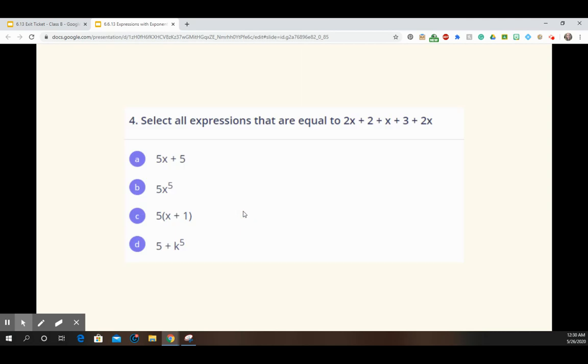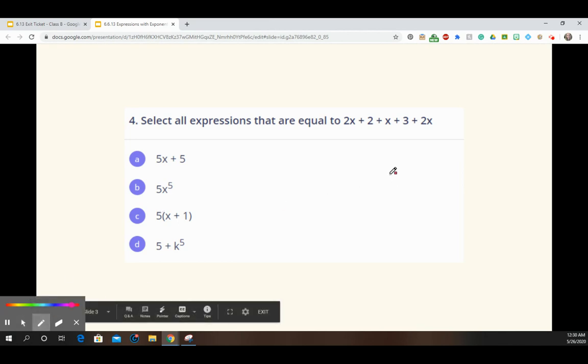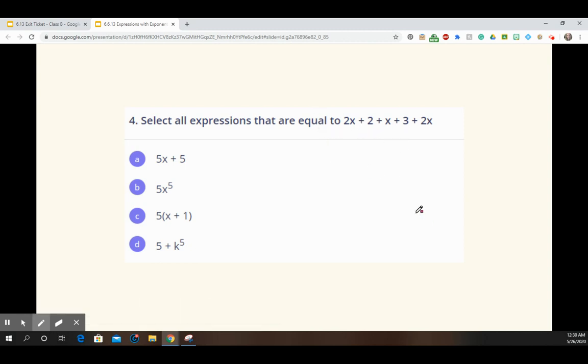All right. So this question was, select all expressions that are equal to 2x plus 2 plus x plus 3 plus 2x. This seems really tricky, but it's actually not as hard as it looks. What they wanted you to do here was combine like terms. Combine like terms is a fancy way of saying put the things that are similar together. So what I'm talking about here is all the things that have an x.